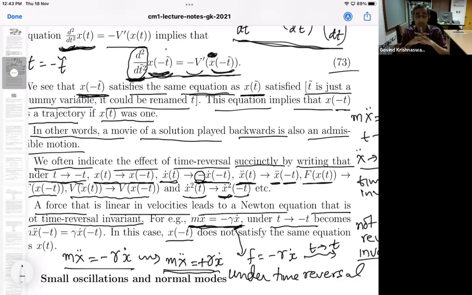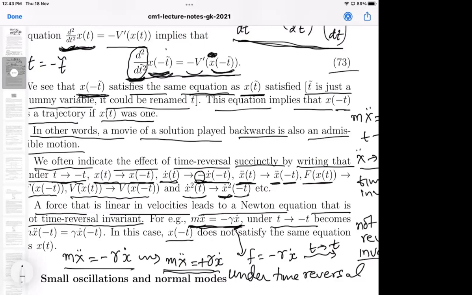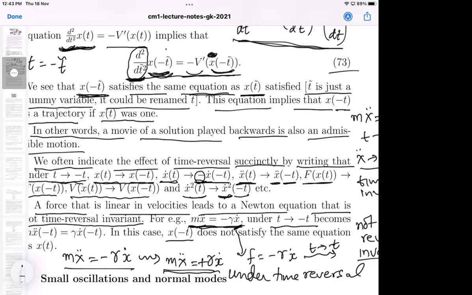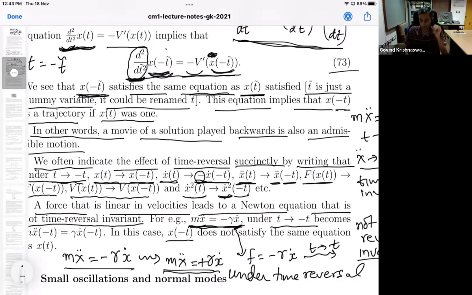Any question about this? Sir, overall, as a big picture, I do think I understand, but I'm not fully clear on what precisely we mean by a solution to Newton's equation.